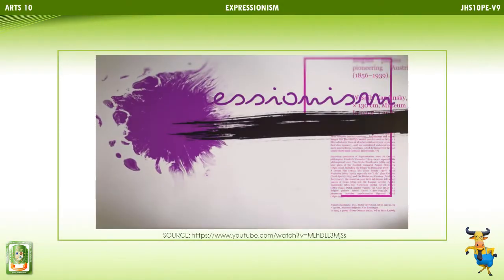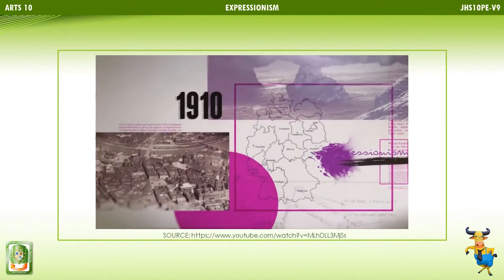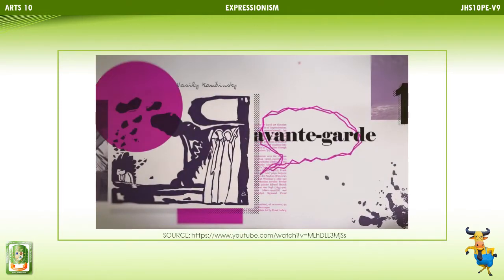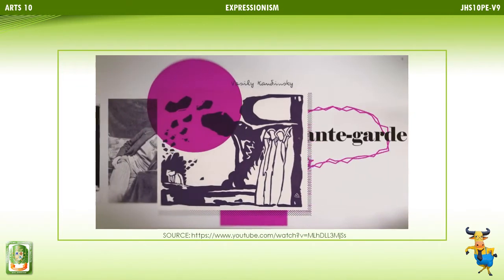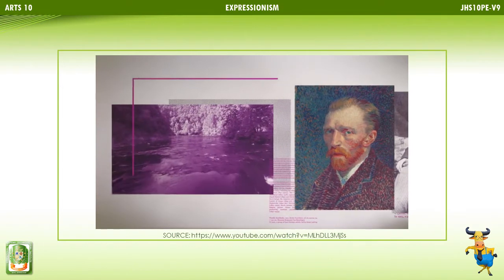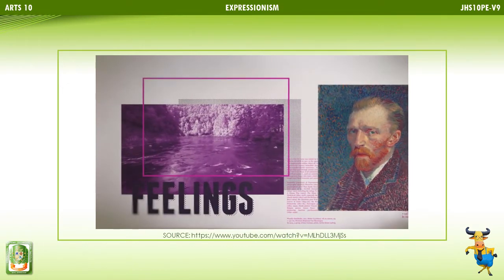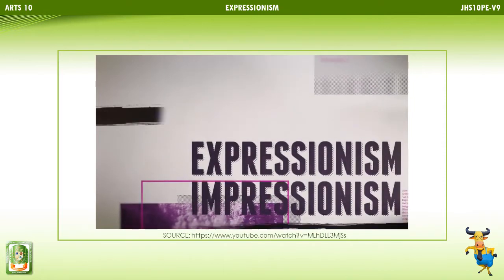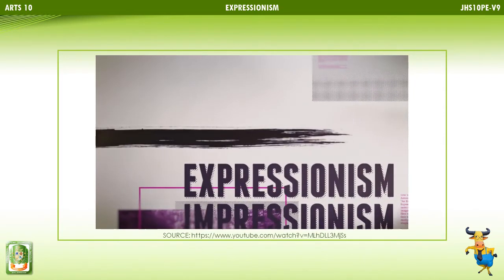The term Expressionism became commonly used in Germany around 1910 to describe avant-garde art of the time. Expressionist art grew out of the work of symbolist artists such as Paul Gauguin, Edvard Munch and Vincent van Gogh. Feelings were emphasised above all else. Expression over impression. Expressionism over Impressionism.